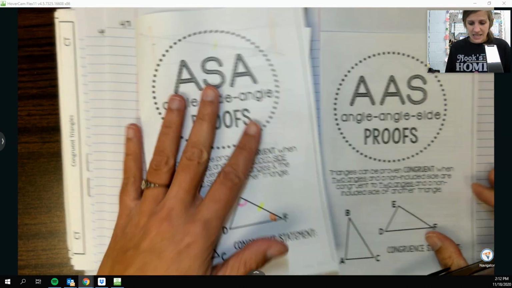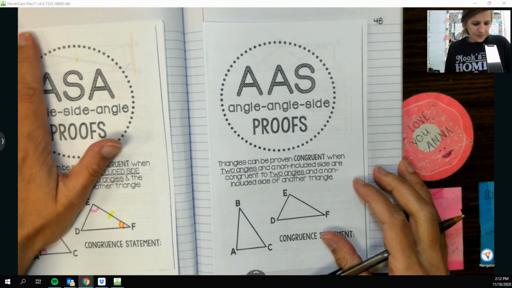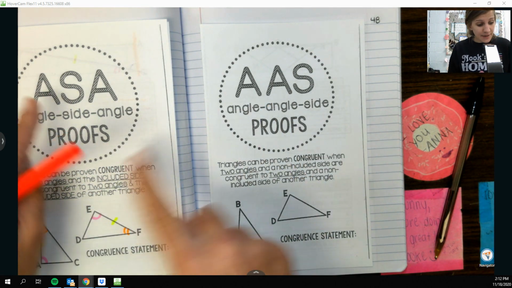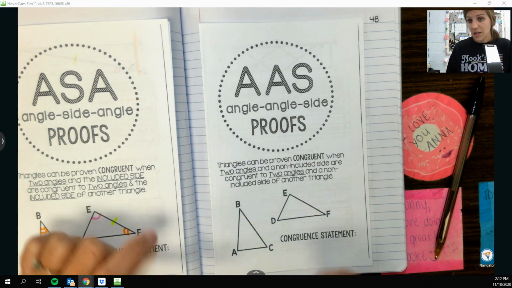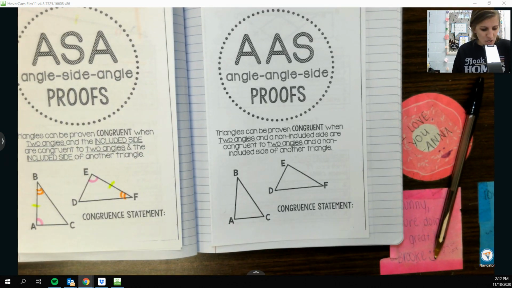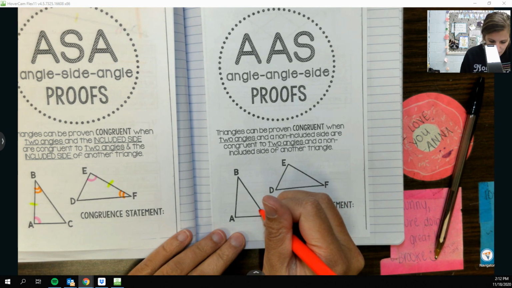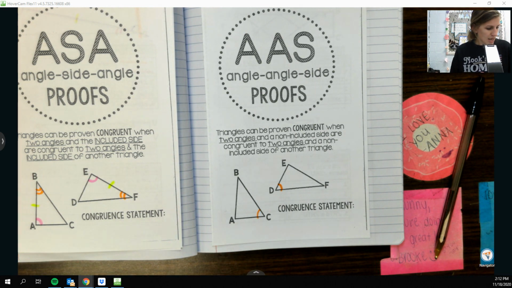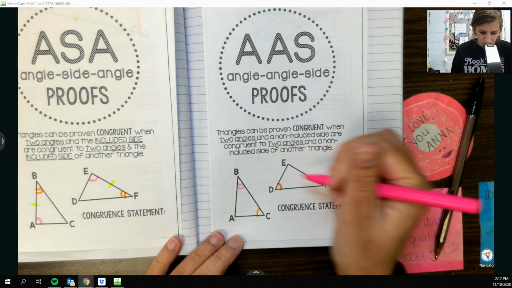Alrighty, last one. We can use angle, angle, side, which is different, to prove that triangles are congruent. So for example, in my picture, maybe I know that angle C is congruent to angle D. And then angle B is congruent to angle F.